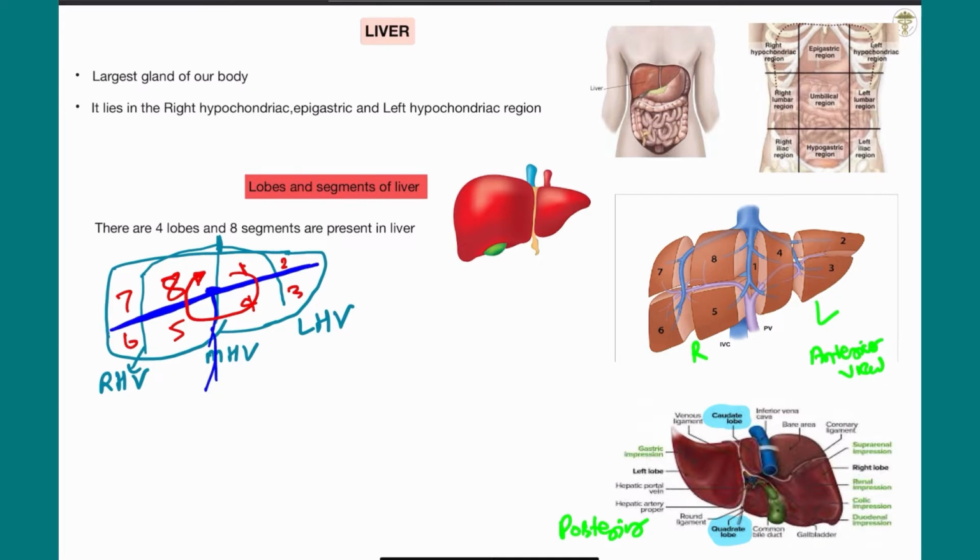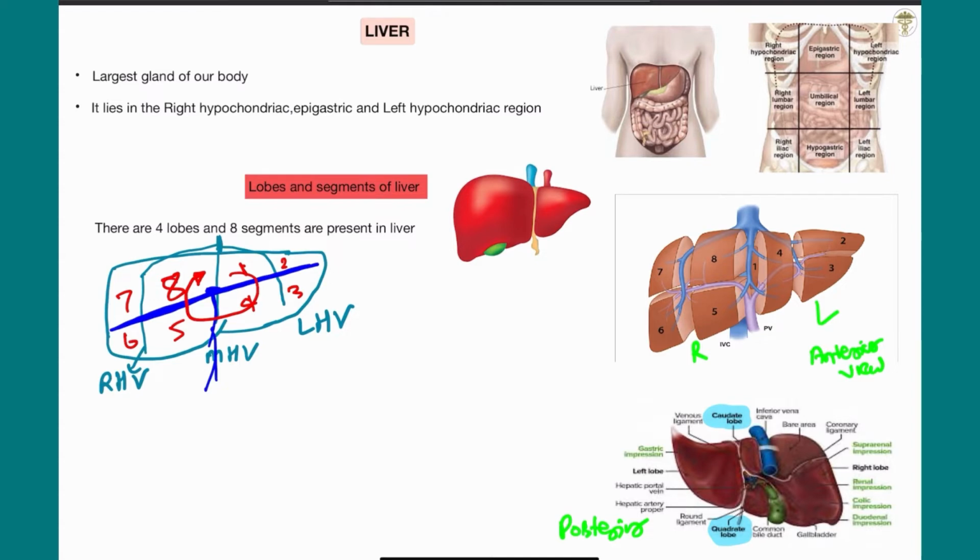This is the segments of the liver. You will analyze this. This is the first, second, third, fourth, fifth, sixth, seventh, eighth. This is the clockwise direction. So there are 8 segments in the liver, divided due to the hepatic veins and portal vein.